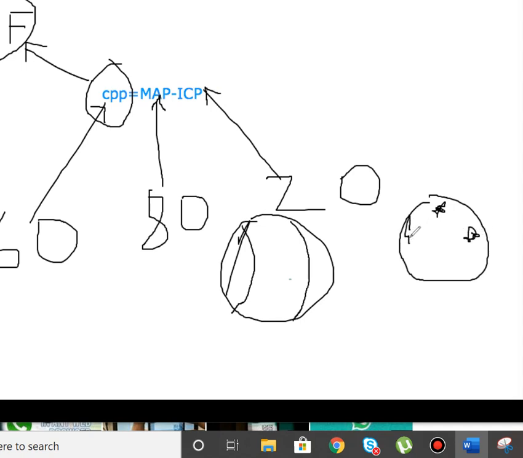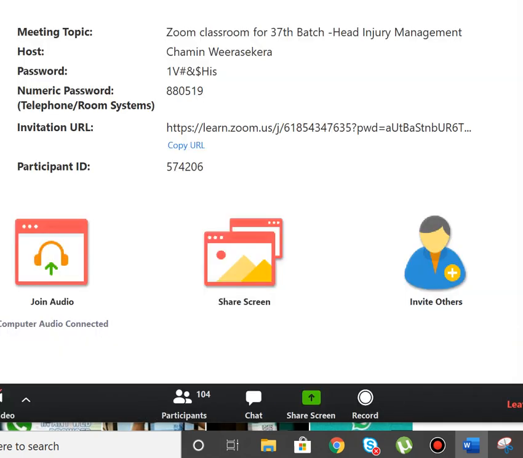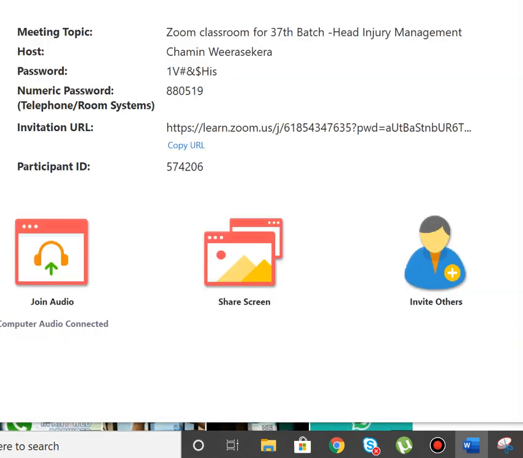And if it's a traumatic subarachnoid hemorrhage, you can see blood within the ventricular system. So that's about primary brain injury. Then let's move on to secondary brain injury.